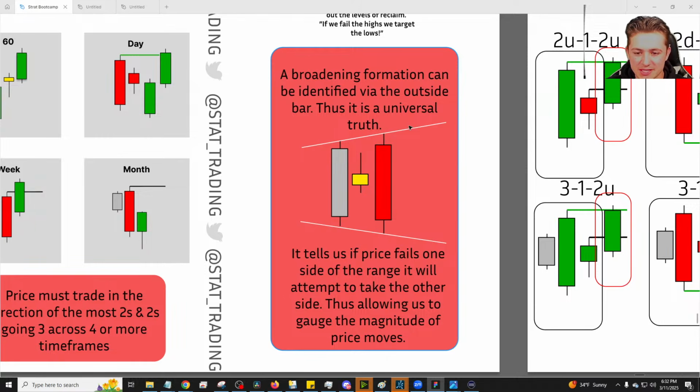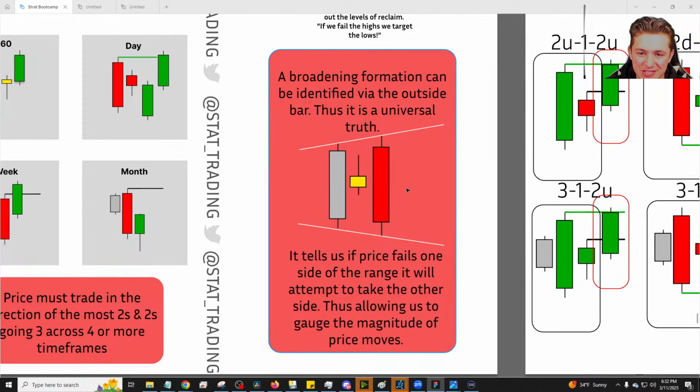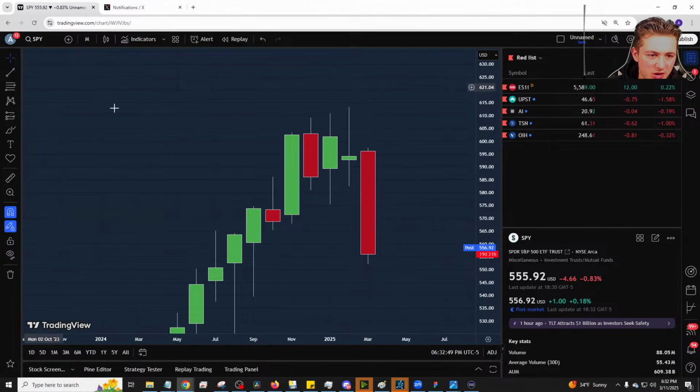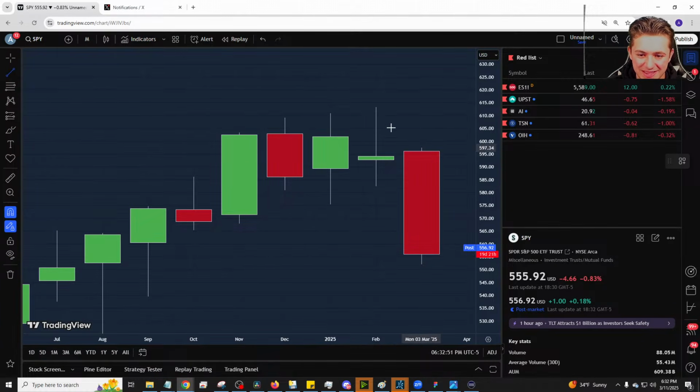So what this tells us is if price takes one side of the range and fails, it's attempting to take the other side. And this allows us to gauge the magnitude of price moves. So we're going to talk shortly about signals, but the broadening formation is what allows us to gauge how far price is going. So for example, since we know the scenario 3 is a broadening formation, let's take a look at what SPY did the past 2 months because you'll see it.